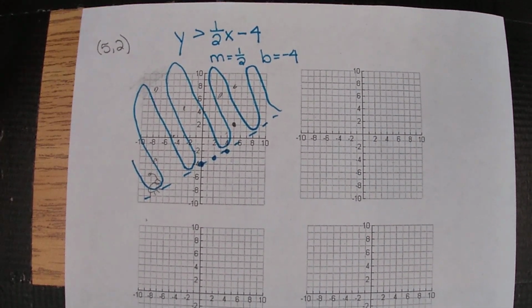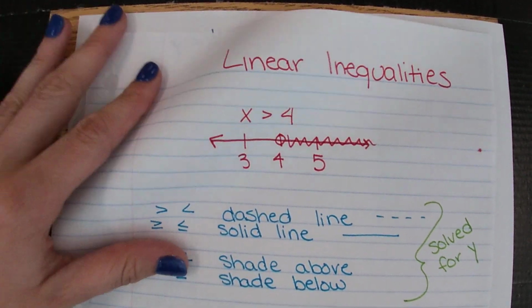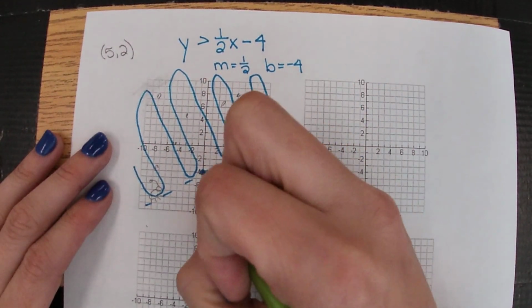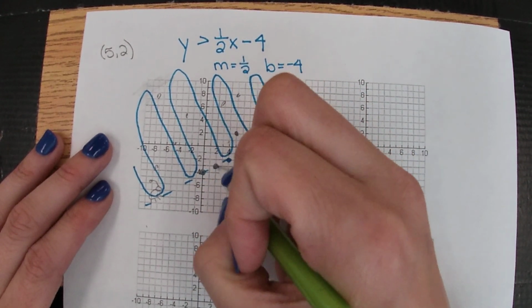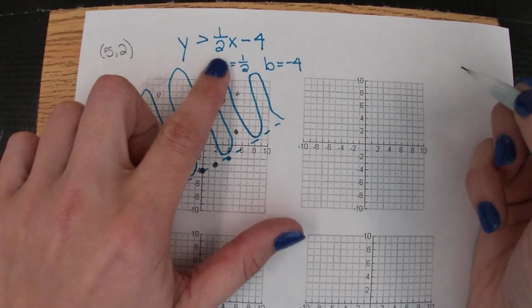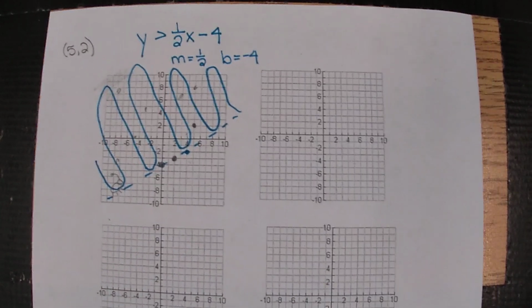And just like we had with inequalities, points on this line aren't actually answers. If I pick this point right here, (2, -3), that's not actually an answer because it's on the line. We can get as close to it as we want, but we can't actually be on it.